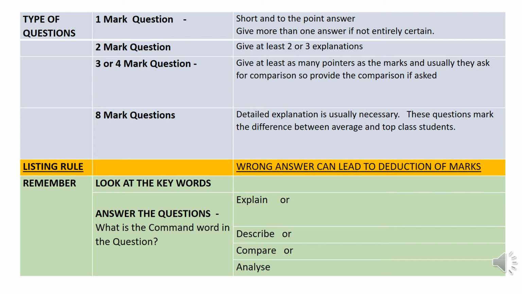There are many different types of questions which you may be asked in an exam. So firstly, you have 1-mark questions for which you should give a short and to the point answer. If you're not entirely certain, then you can give more than one answer. For a 2-mark question, you should give at least 2 or 3 points, depending on what the question asks for. For a 3 or 4-mark question, they look for a more detailed explanation or comparison, so you should give as many points as the question is worth.